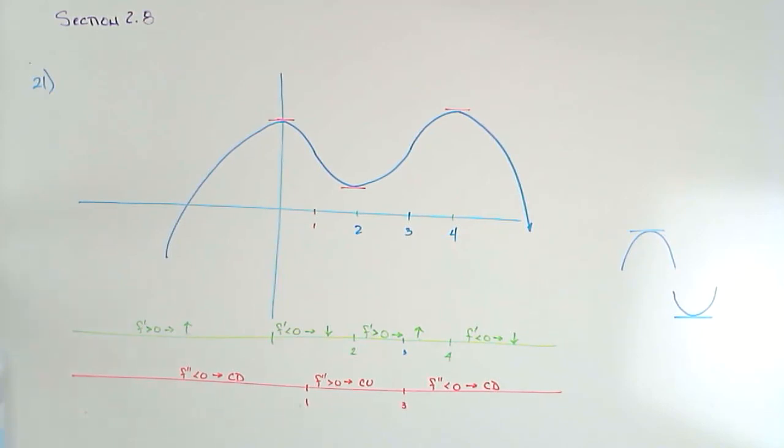All right, so that's problem 21. 24 is the same kind of idea. 25, 29, 31. Let's take a look at 29. Okay.